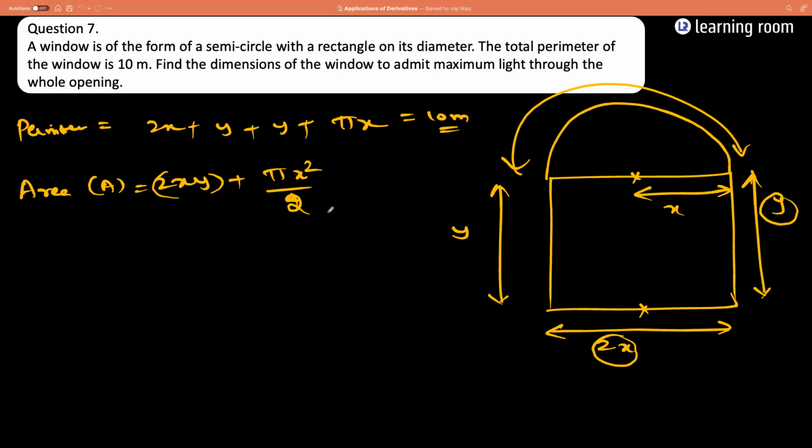So what should I do, guys? I'll take y from here and substitute it here. Then I'll get area as a function of a single variable, differentiate it, equate to 0, and find the value of x. Once I get the value of x, substitute it in this expression and you will get the value of y. Once you get both, you can calculate the dimensions of the window. Can you do it fast?